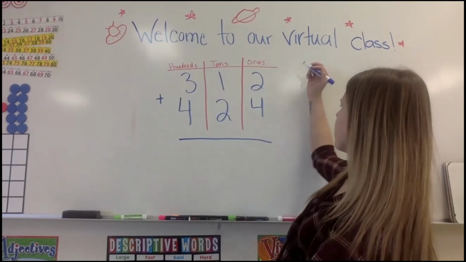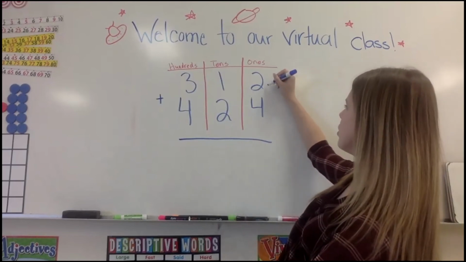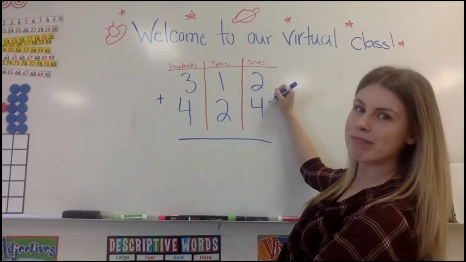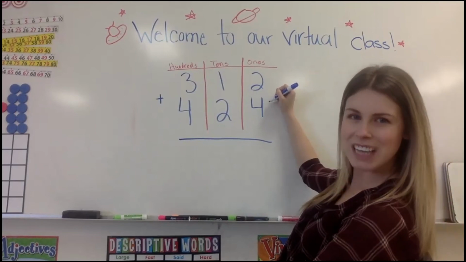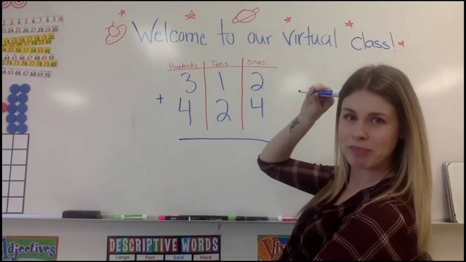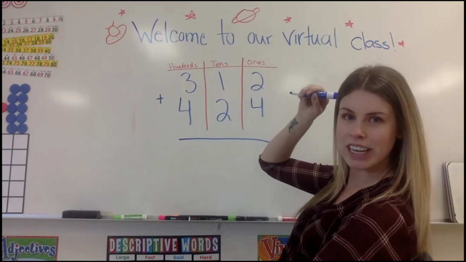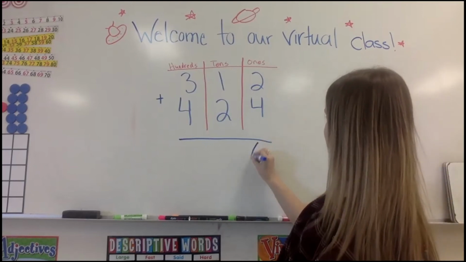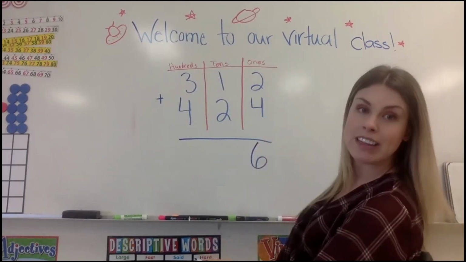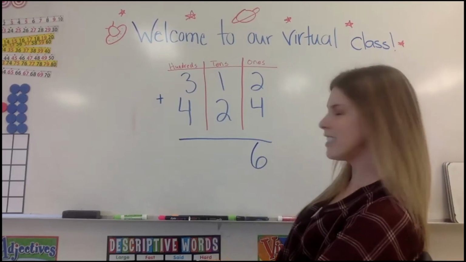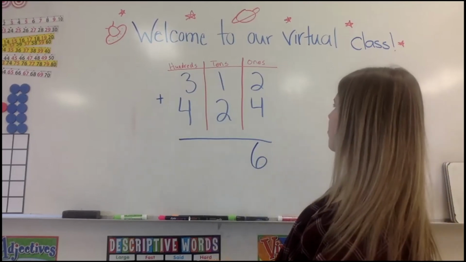So I'm going to start with my ones column. I have 2 and I have 4. You're right, it's 6. I put 4 in my head and I counted up. 4, 5, 6. 6 goes in my ones column. Do I have to trade anything? No, I've got 6 ones in the ones club.